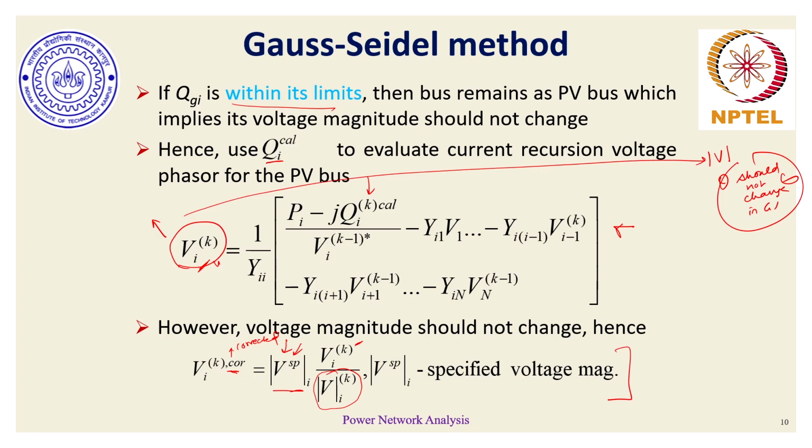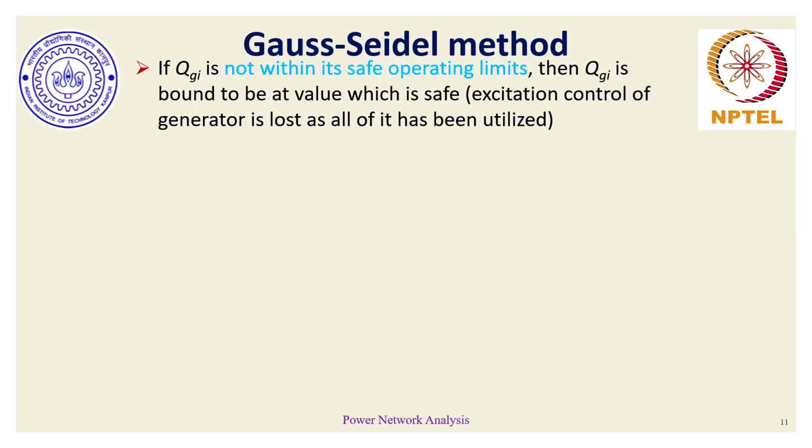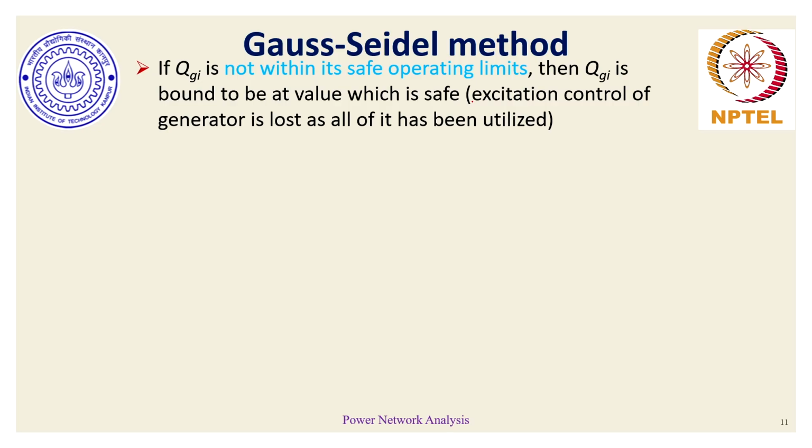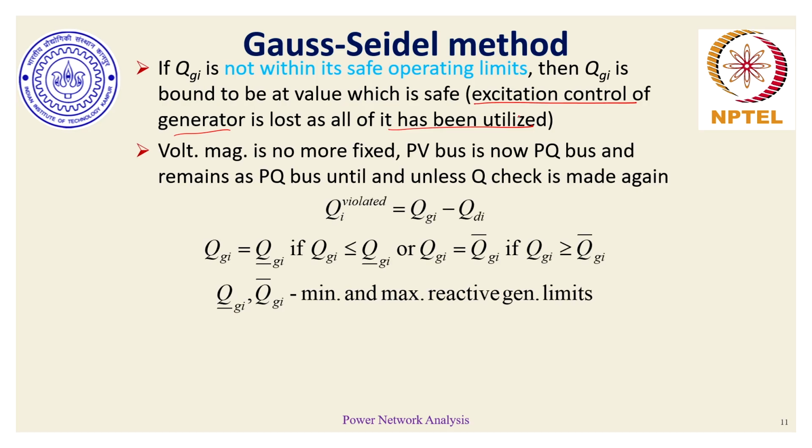Now this is all good when PV remains a PV bus, if this condition in blue is correct. What happens if this condition is not true? In that case, a generator cannot or should not generate above its maximum limit or below its minimum limit, for the purpose of maintaining safety and security. So if QG is trying to violate its limit, we limit its value to the limit cap, because from the safety perspective, all excitation control is lost. So all of it has been utilized. In case QG is trying to violate the lower limit, as per this condition, we cap it to its lower value. If it is trying to violate its maximum limit, we cap it to the maximum value.